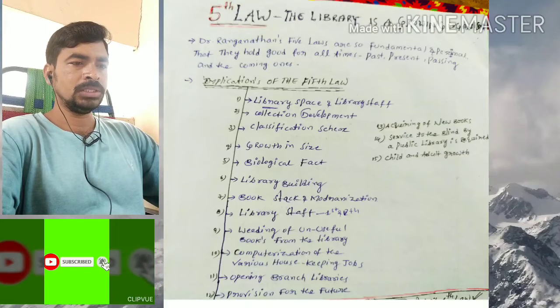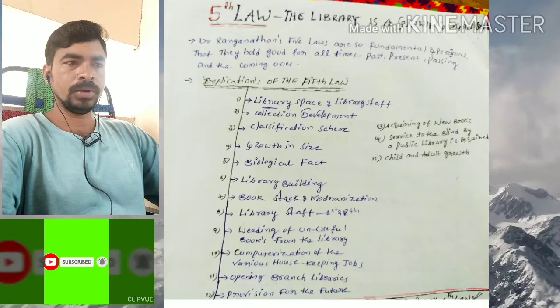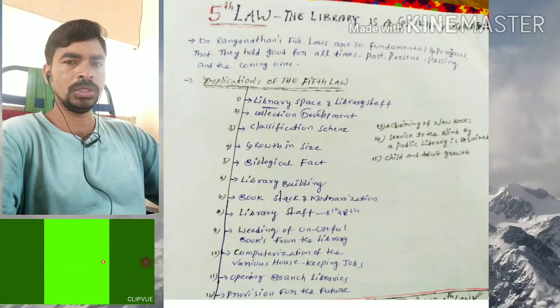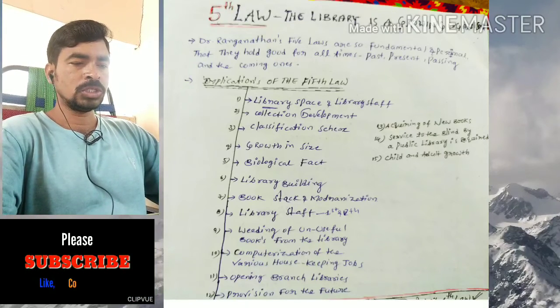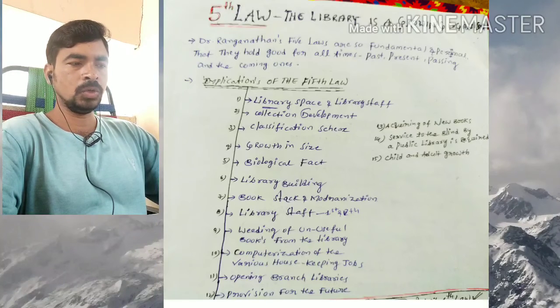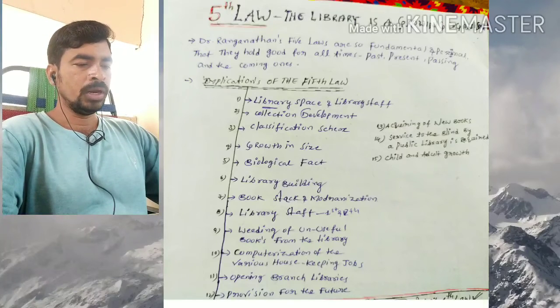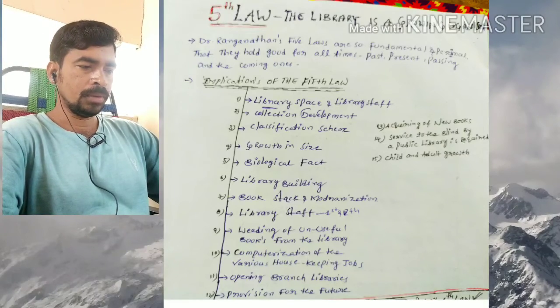The library space and library stock. Collection development. Classification scheme. Growth in size. Biological fact. Library building. Book stock and modernization. Library stock. Weeding of unuseful books from the library. It's a very important implication. Weeding of unuseful books from the library.